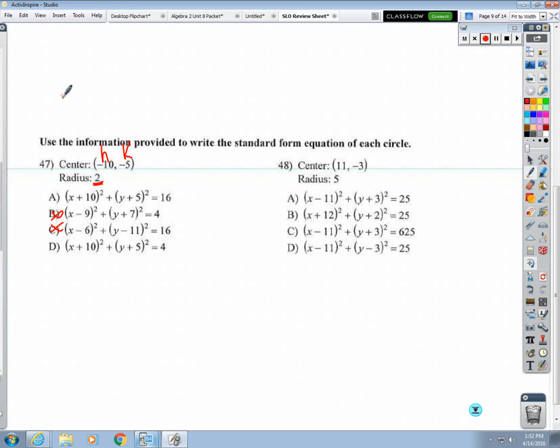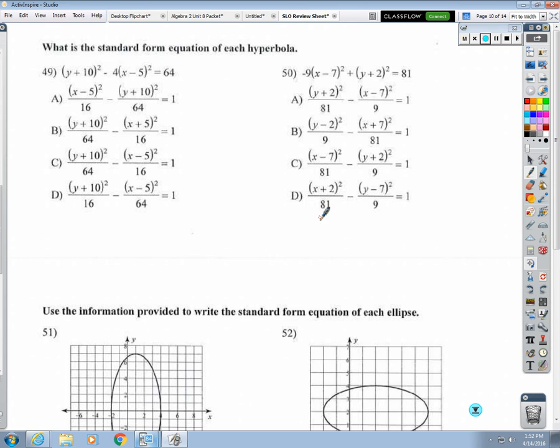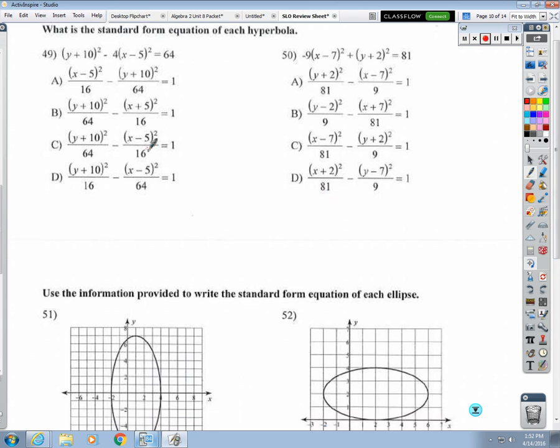Because the equation is x minus h squared plus y minus k squared equals r squared. You always square the radius, and that's how they got that 4 in the equation. Okay, number 49. What is the standard form equation of each hyperbola? Okay, well, I'm going to write this down because this one requires a little bit of work.